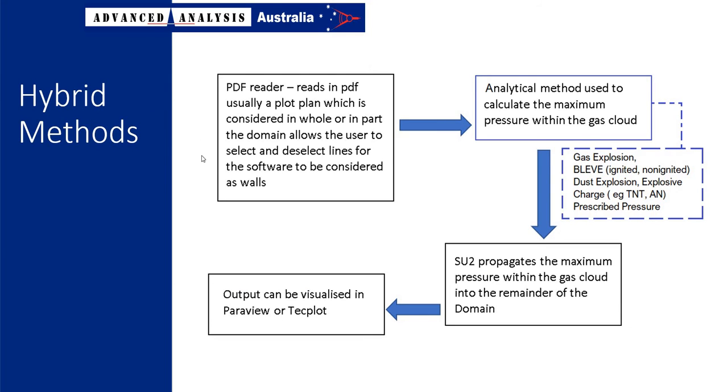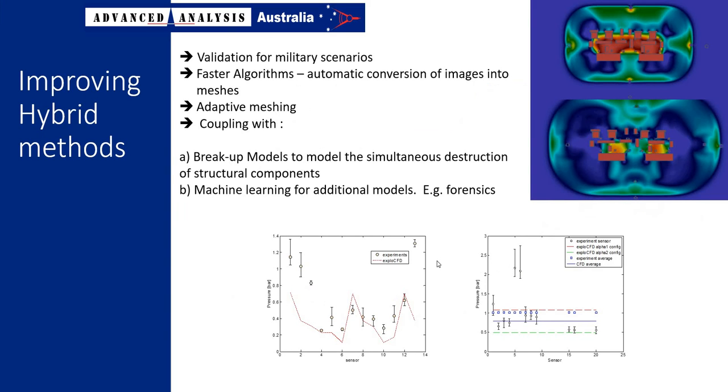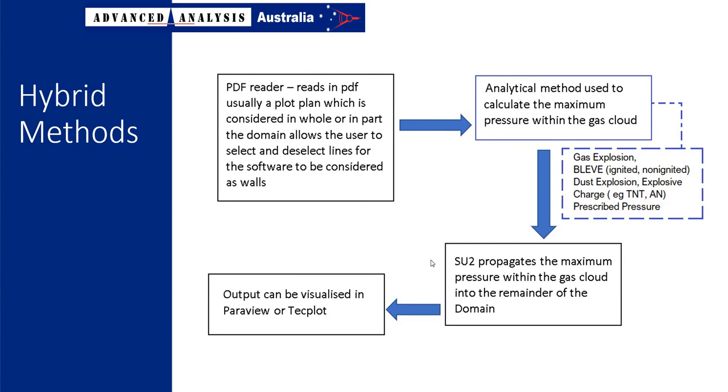Basically, the method involves the reading in of a drawing and then the calculation of the source of the explosion using an analytical method, and then propagating that out to a CFD code. This method was done in about 20 or 30 minutes. There's no reason why it can't be done almost instantaneously.